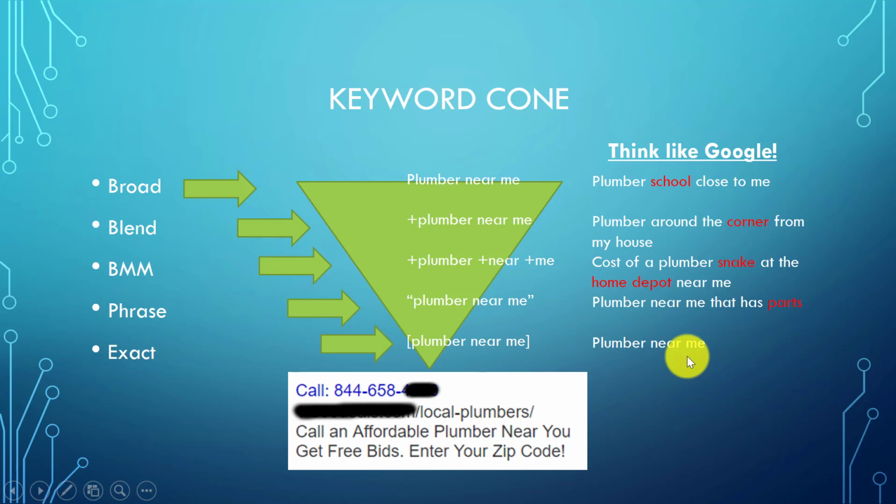And now plumber near me would be exact. So that's exactly how it would show up, and it would drop to the bottom. And if you're bidding high enough, you had a decent quality score, your ad would show, and hopefully you would get a click. So all the negative keywords we see here: school, corner, snake, Home Depot, and parts. All these I would definitely have in my negative keyword column. And you could put them either in your ad group column or in your campaign level. So ad group level or campaign level, depending on how you want to structure your campaign.